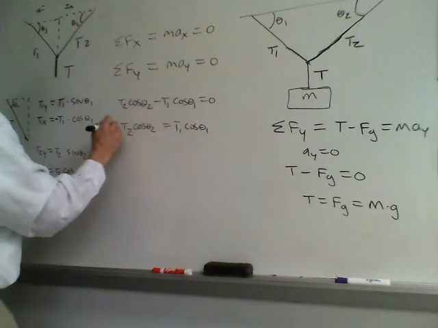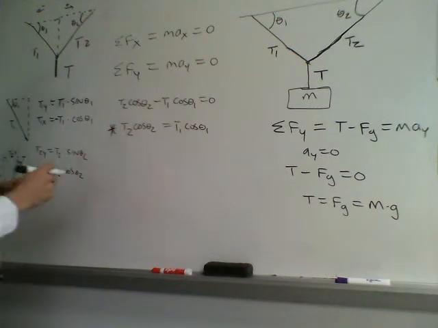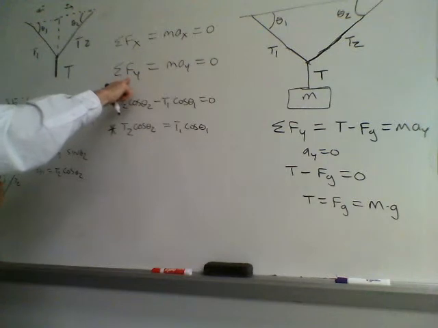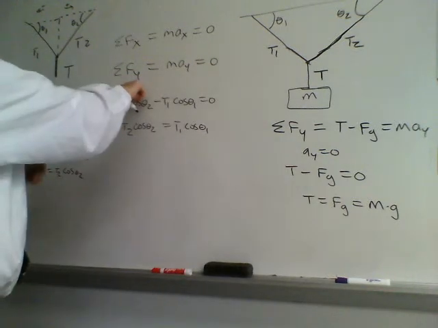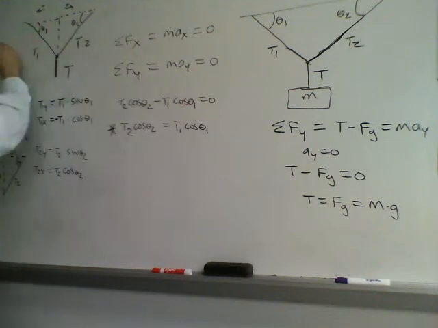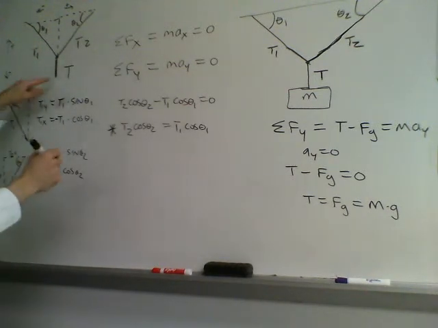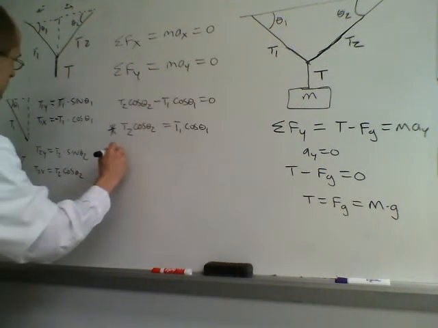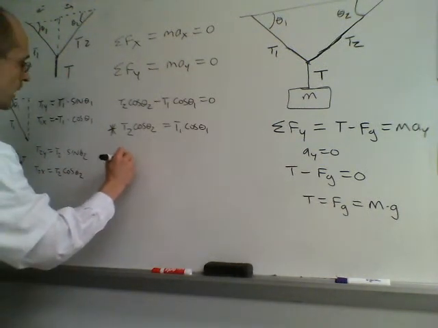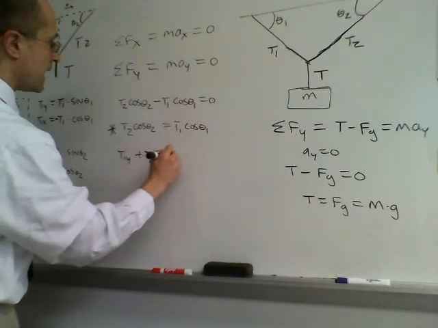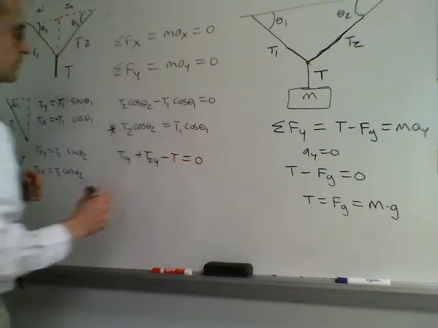So we need this equation. This is a useful equation for us to keep. Now let's look at the sum of the forces in the y. If we're counting in our system, we count up as positive and down as negative. In this case, what we have is T1y plus T2y minus T has to equal 0.